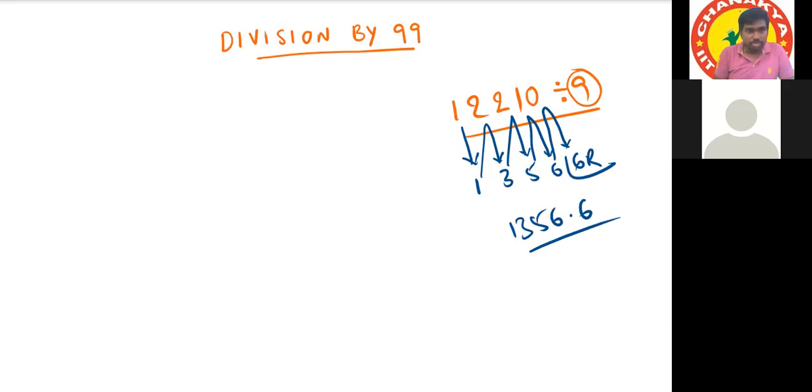Suppose a similar question is given, suppose 12210 by 99. Suppose this is the question. For 9, what is the base? 10, right? So for 9 the base is 10, which consists of only one 0. That's why we have dropped only one digit at a time. But here for 99, what is the base?